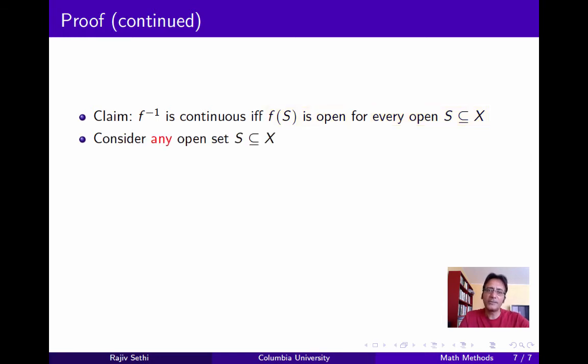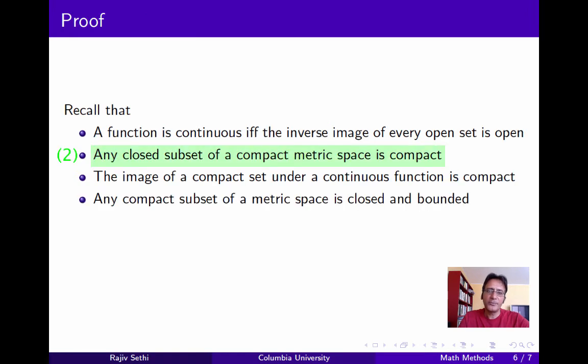So consider any open set S in X. Now since the complement of any open set is closed, the complement of S is closed. And since X is compact, the complement of S is a closed subset of a compact metric space and must therefore be compact. And here we're using the second result on this slide: any closed subset of a compact metric space is compact.